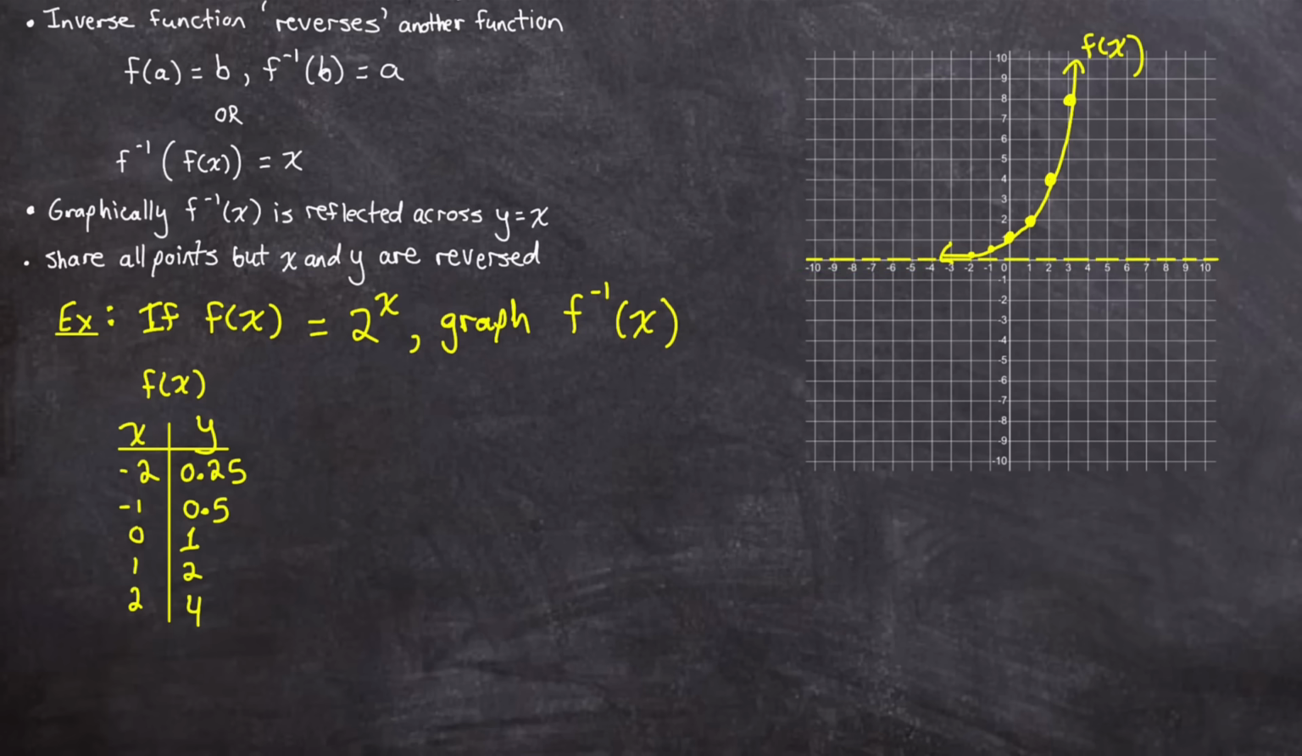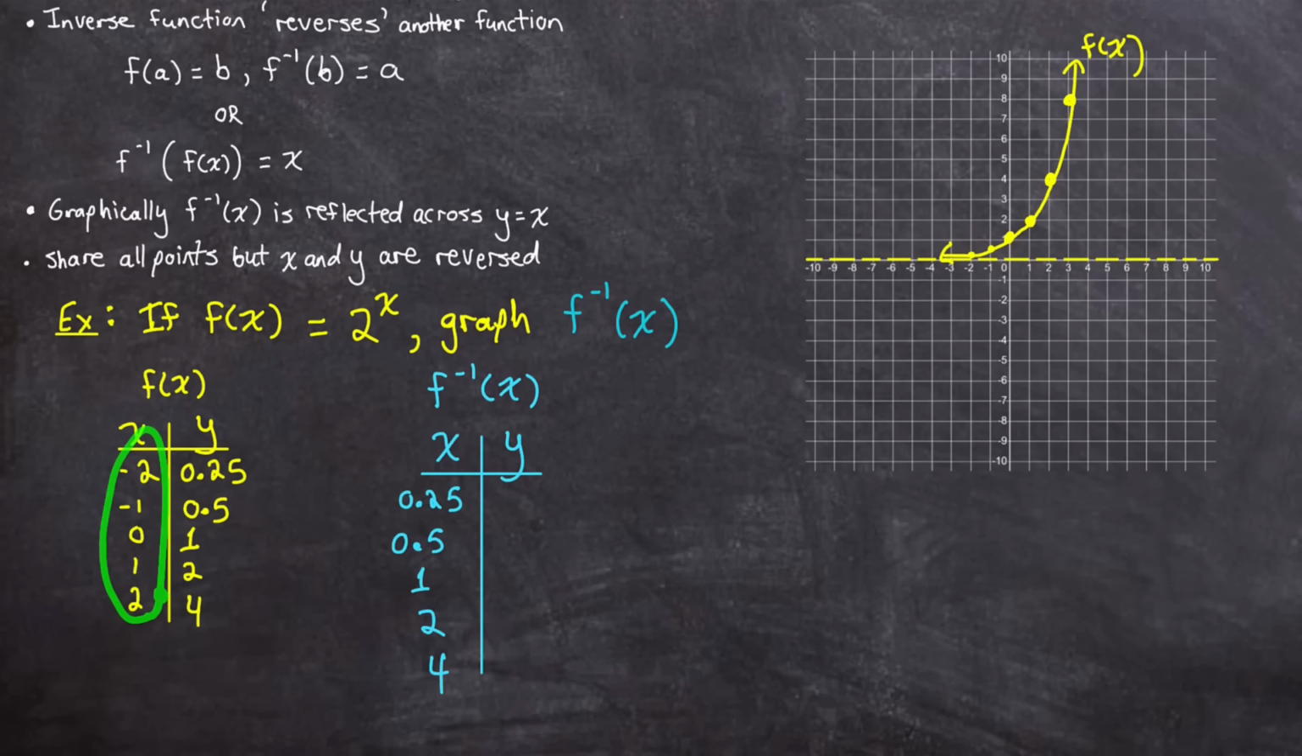What I want to do is graph its inverse. To make a table of values for the inverse, all I have to do is reverse the x and y coordinates from the points of f of x. So all of the y values, all of the output values of the original function, become the new inputs. They become the x values. And all of the x values of the original become the y values of the inverse.